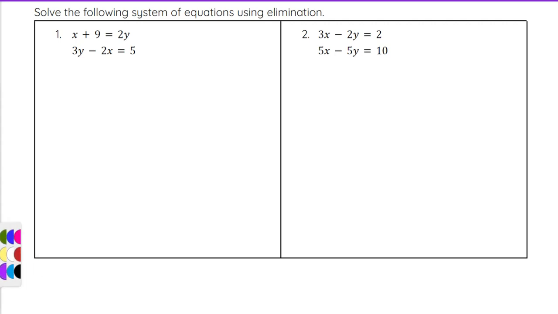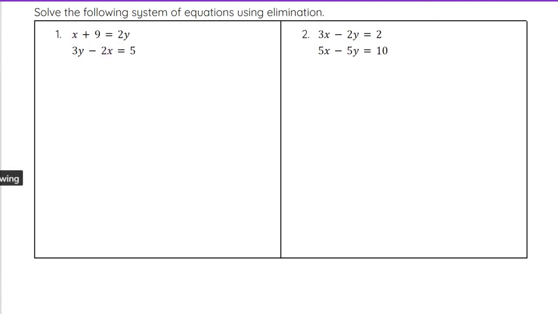So let's take a look at number 1. x plus 9 equals 2y, 3y minus 2x equals 5. Notice that we have our x's on the same side of the equal sign, and our equal signs are lined up, but our constants are on different sides and our y terms are on different sides of the equal signs.